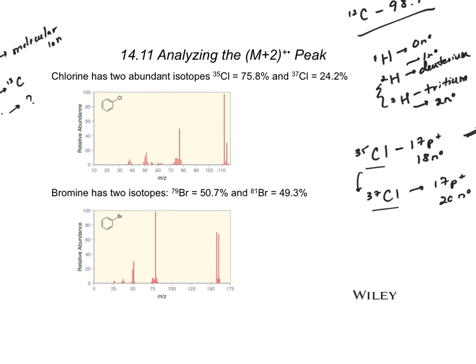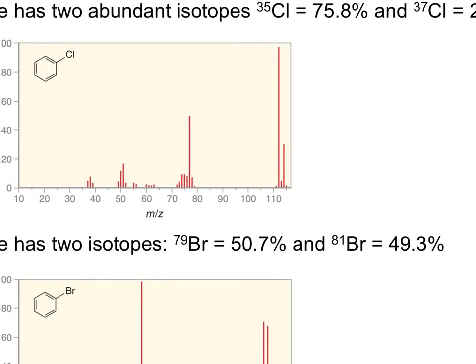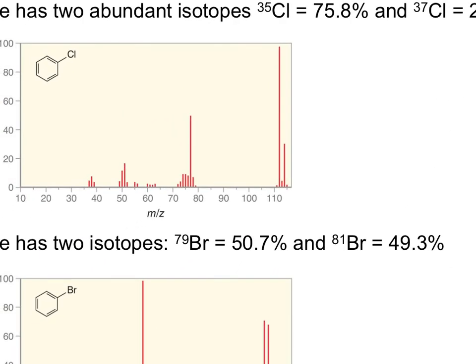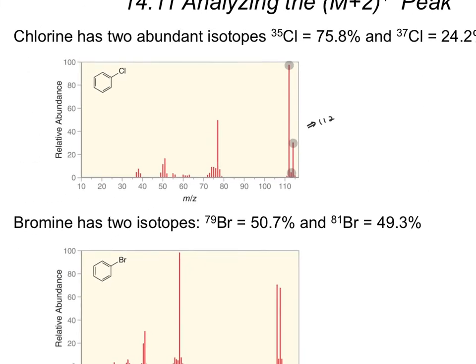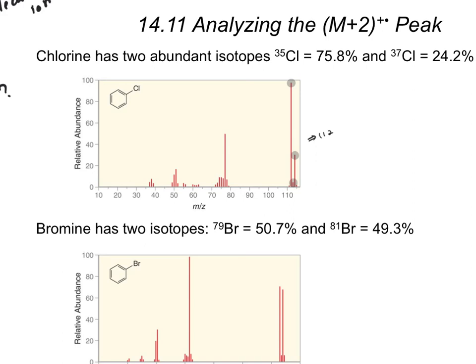So let's say that you had a spectrum and you don't necessarily know what's in this spectrum, but you do find that you have a molecular ion peak at about, looks like, 112, right? And then right next to it, an M+1 peak at about 113, and then an M+2 peak at about 114. The presence of that M+2 peak tells you that potentially chlorine is in the molecule. So if there is an M+2 peak, it could potentially be chlorine.